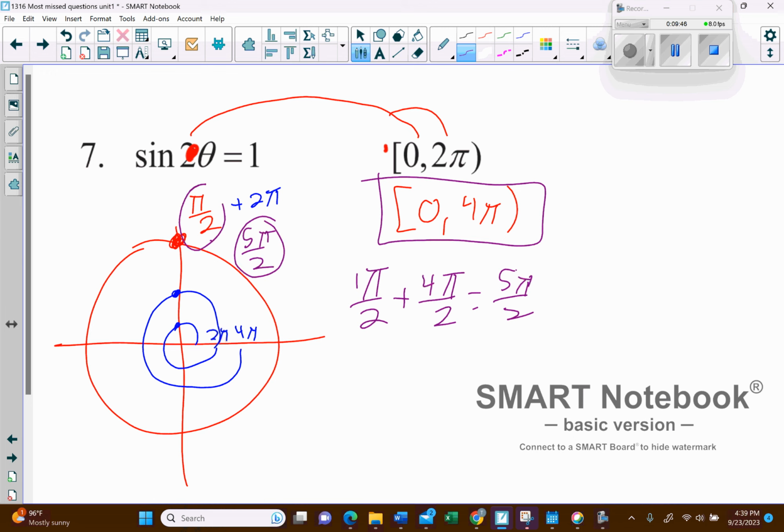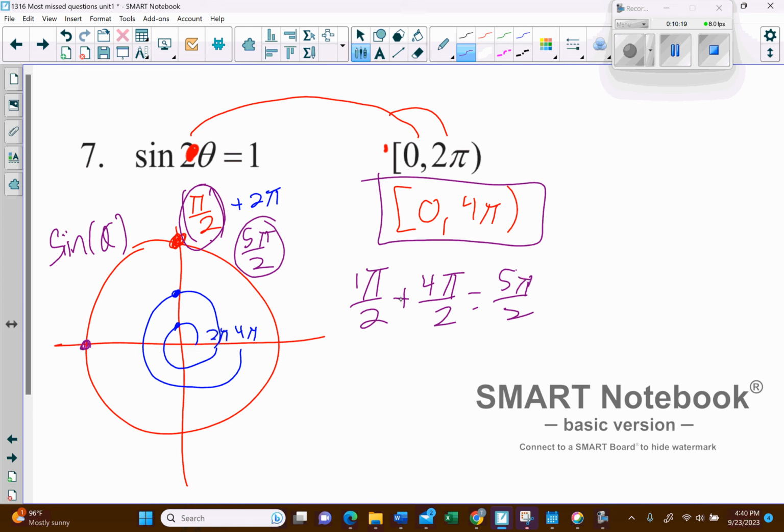So those are my 2 solutions. Now, those are solutions for sine of theta. The problem is if I actually plug these answers in, it's not going to work, because that 2 right there is going to double it. What would happen is I'd end up getting sine of pi, because 2 times pi over 2 would be sine of pi, which would give me 0, which would be incorrect, right?